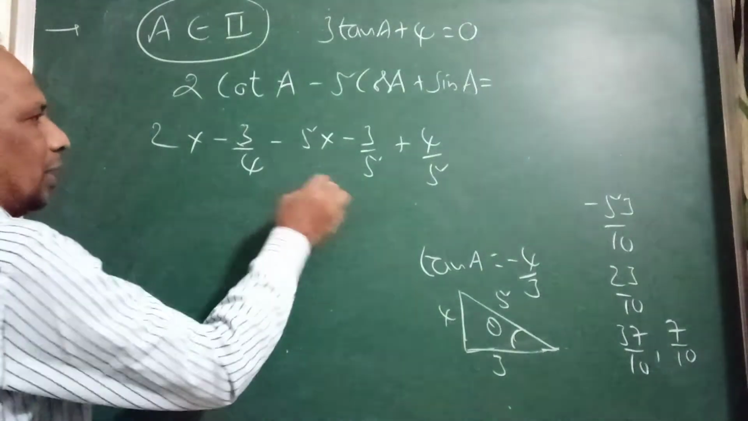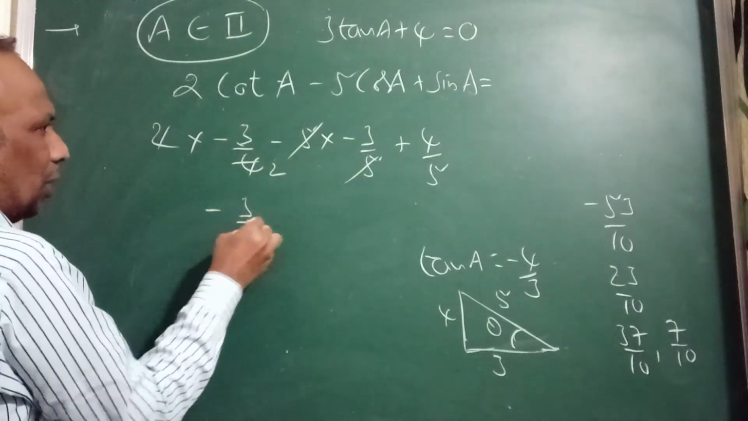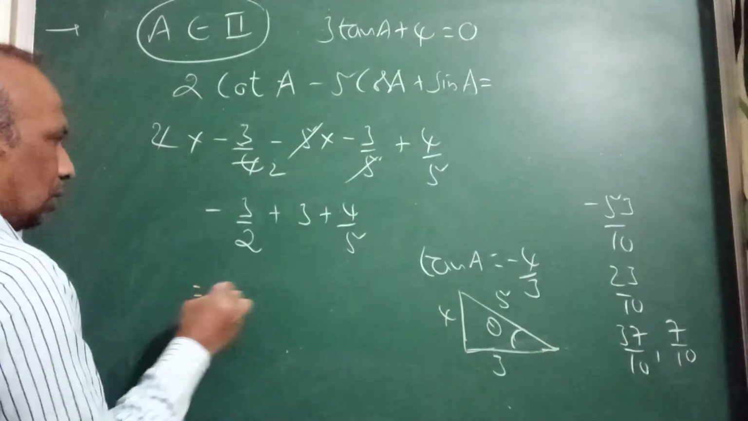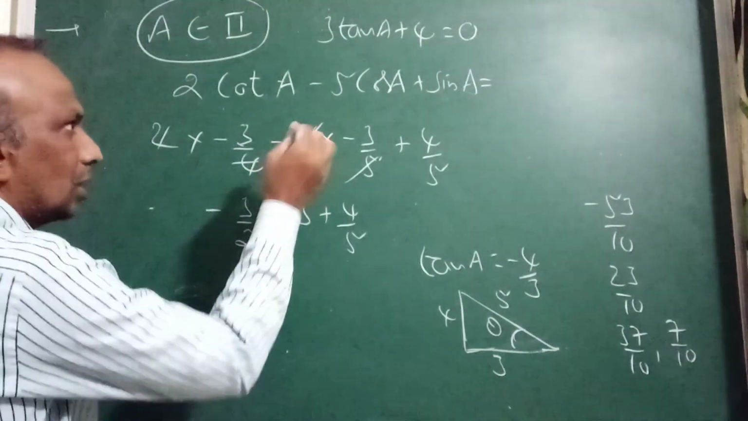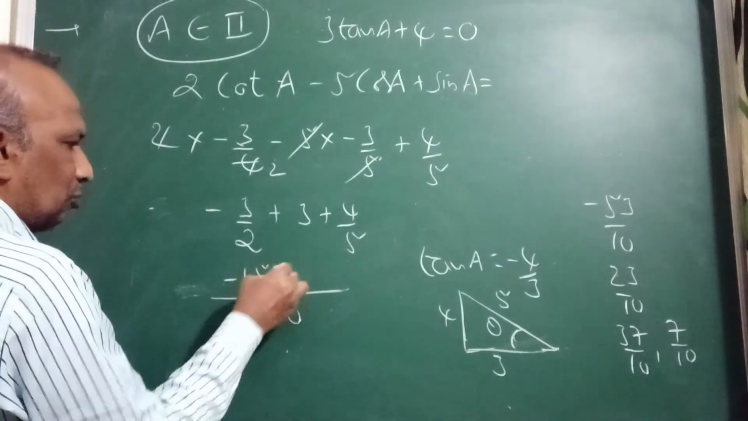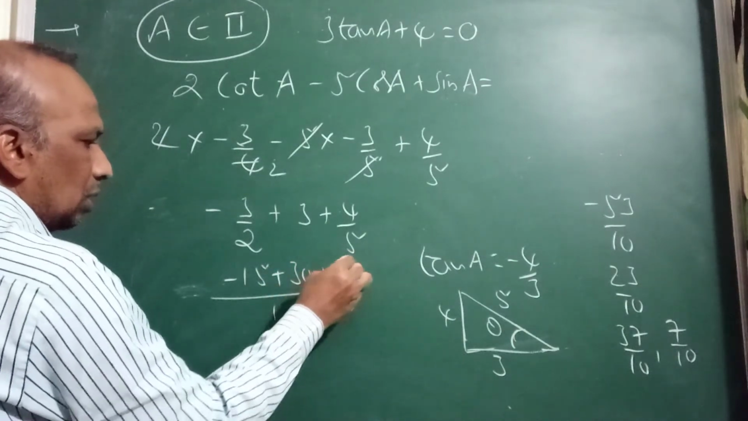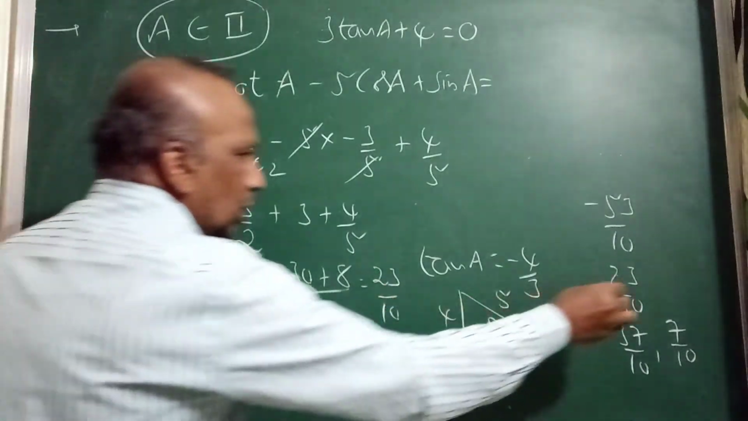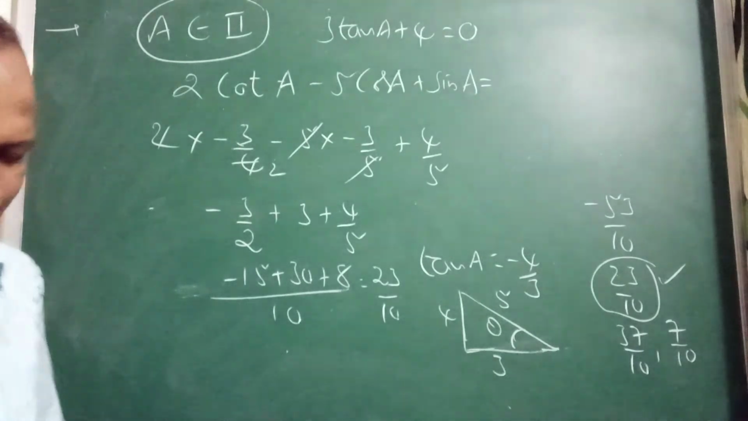Right, you can simplify now. So this will be 2 into minus 3 by 4, minus 5 into minus 3 by 5, plus 4 by 5. You can simplify this. The denominator will be 10, so minus 15, plus 30, plus 8. You will get 23 by 10. Your answer is 23 by 10, right?